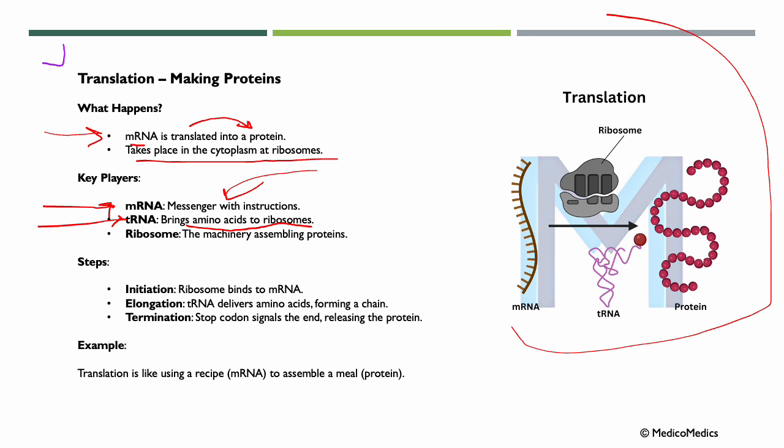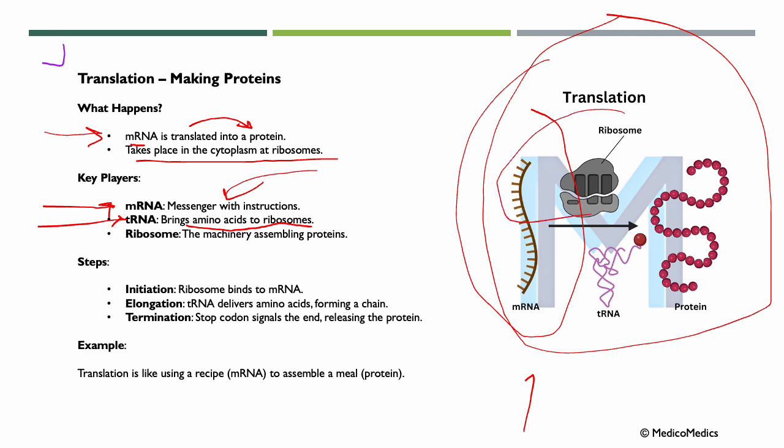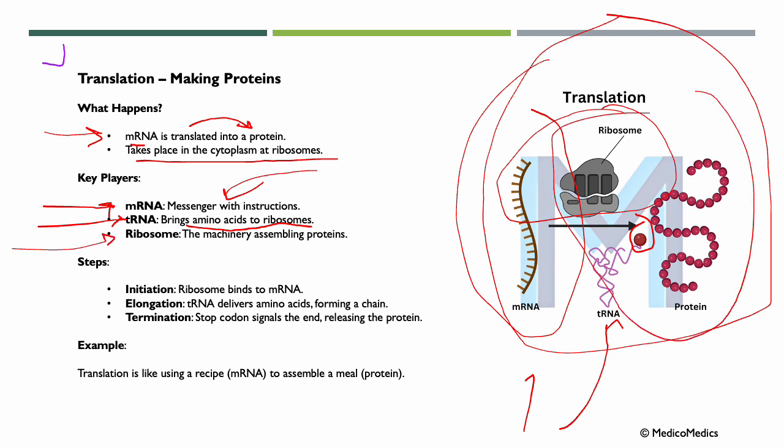If you look at the illustration here, you can see we have the messenger RNA, so its primary structure. We have the ribosome itself. We have the transfer RNA bringing amino acids. And then the machinery assembles this to make proteins.